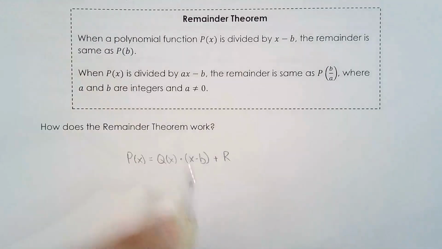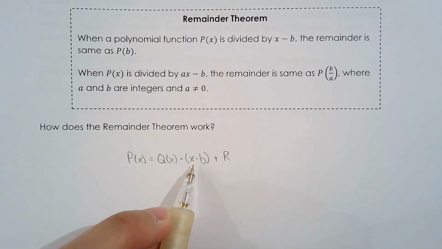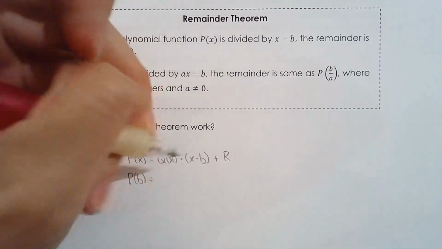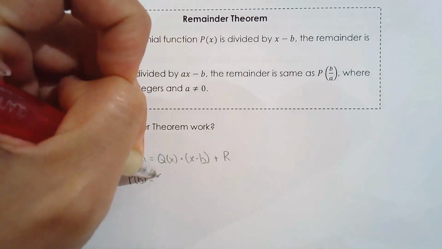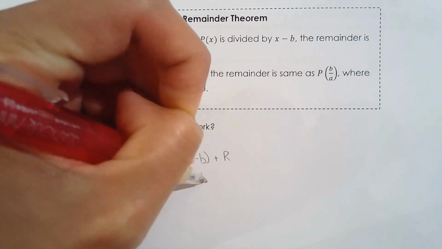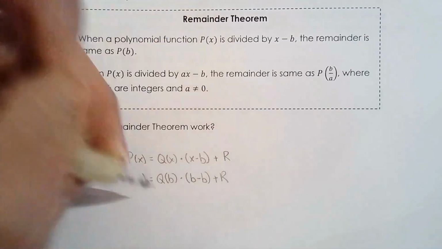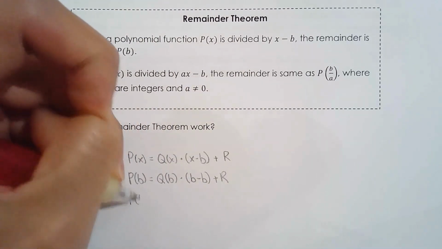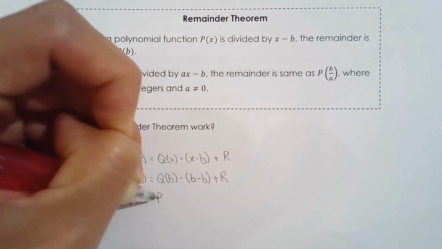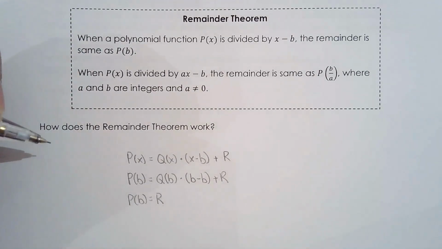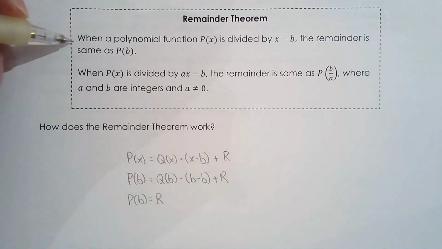What makes x minus b equal 0? If x were to be b. So let's find p of b. Let's prove that p of b is actually the remainder. It's equal to q of b times b minus b, plus r, and b minus b is 0, and 0 times anything is 0, so p of b is equal to r. Perfect. Exactly what I wanted to prove, because that's exactly what the first line of the remainder theorem is saying.